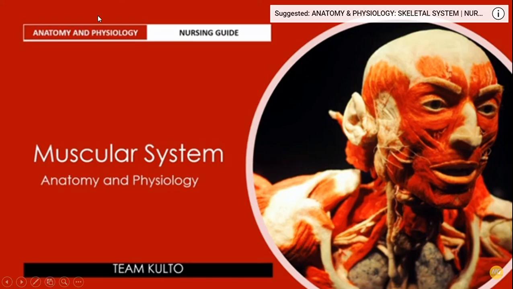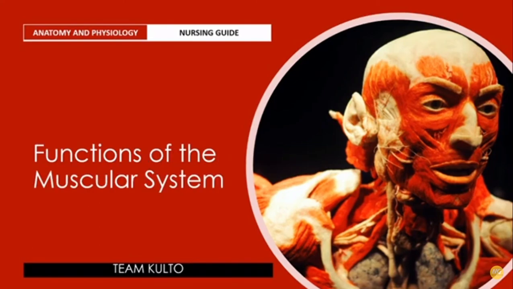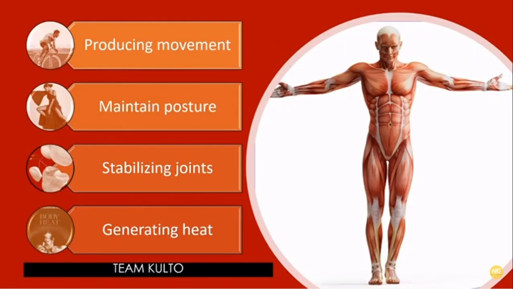Good morning. Our topic for today is all about the muscular system. So, the function of the muscular system. Now, producing movement is a common function of all muscle types, but skeletal muscle plays three other important roles in the body as well. And now, let's start with the very first function. We have the producing of movement.